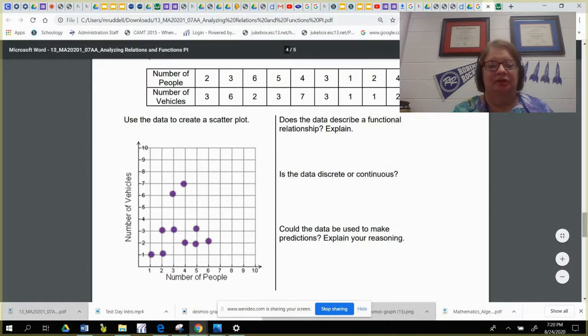Does it describe a functional relationship? How do we know if it's a function? Do the x's repeat? Did we have the same number of people? I see a 3 right there and a 3 right there. I see a 4 right there and a 4 right there and a 5 and a 5. This is not a function.